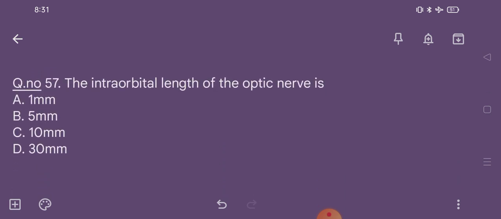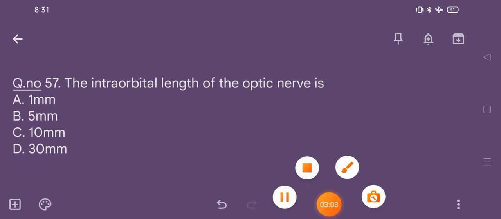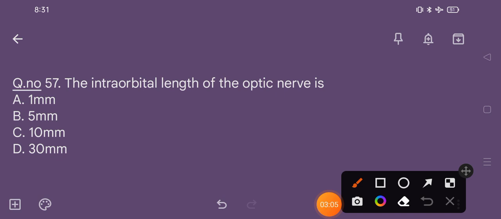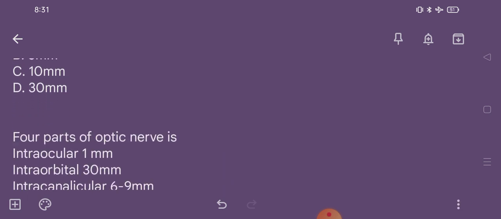Question number 57. The intraorbital length of the optic nerve is? Option A is 1 mm, option B is 5 mm, option C is 10 mm, option D is 30 mm. So the length of the intraorbital part of the optic nerve is D part, that is 30 mm.